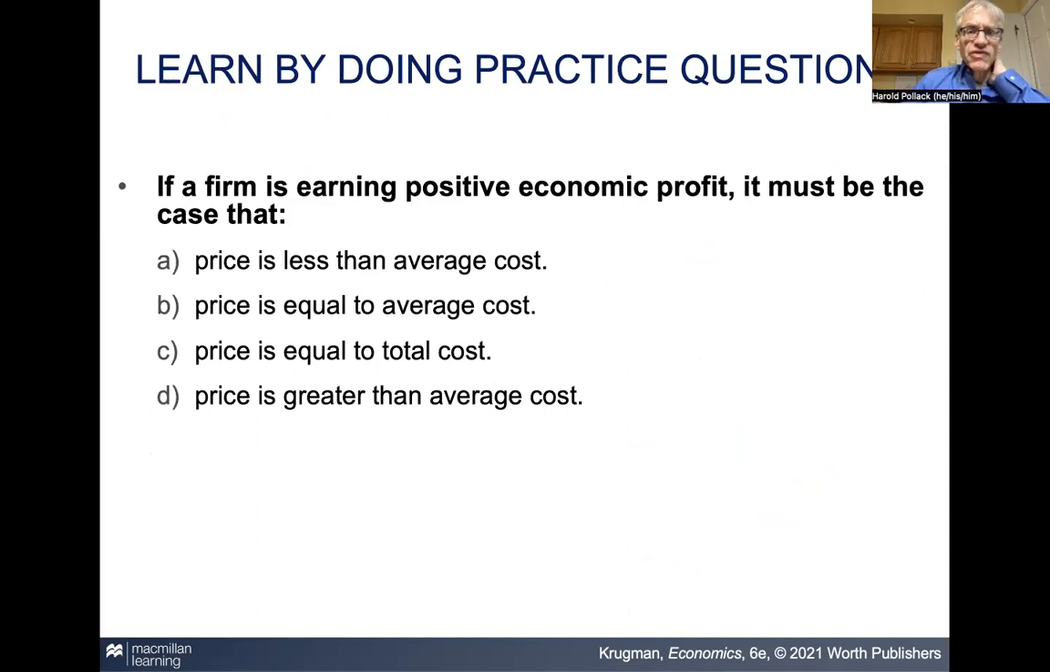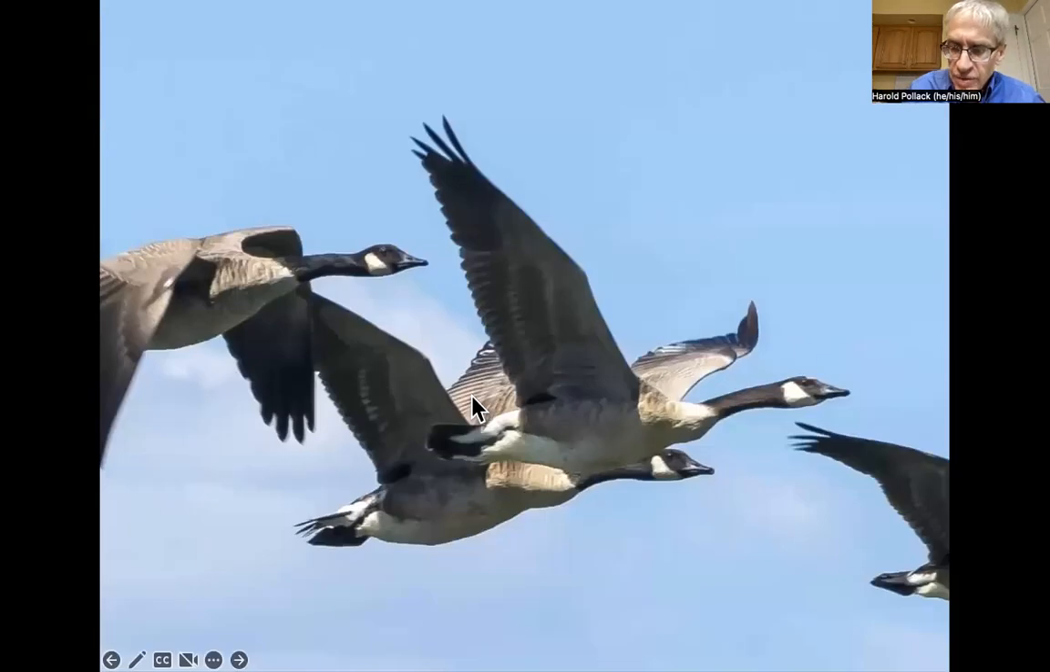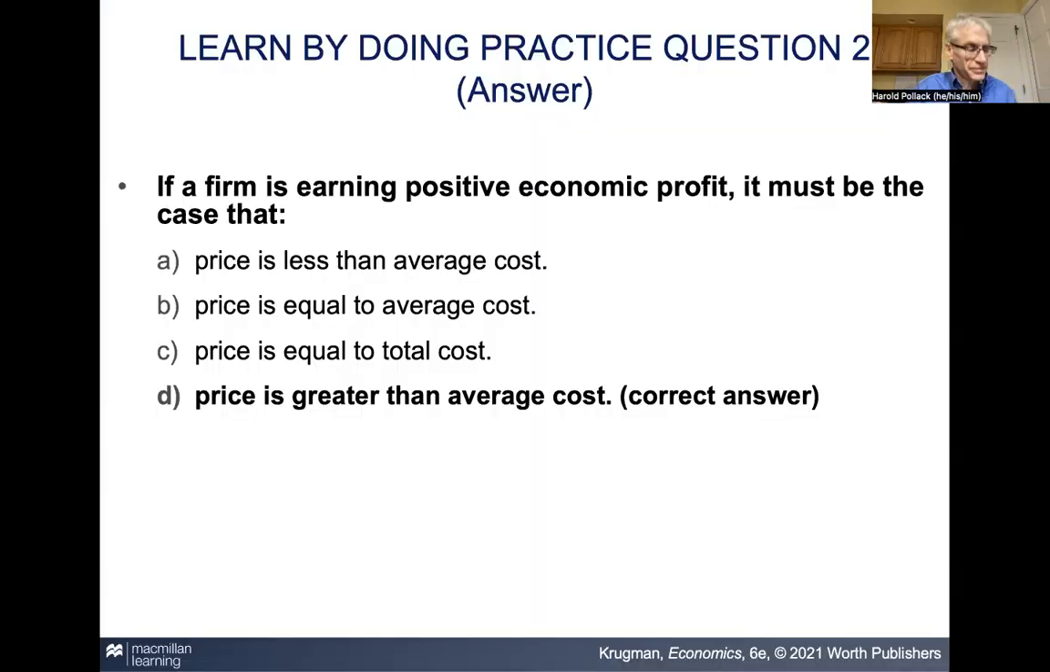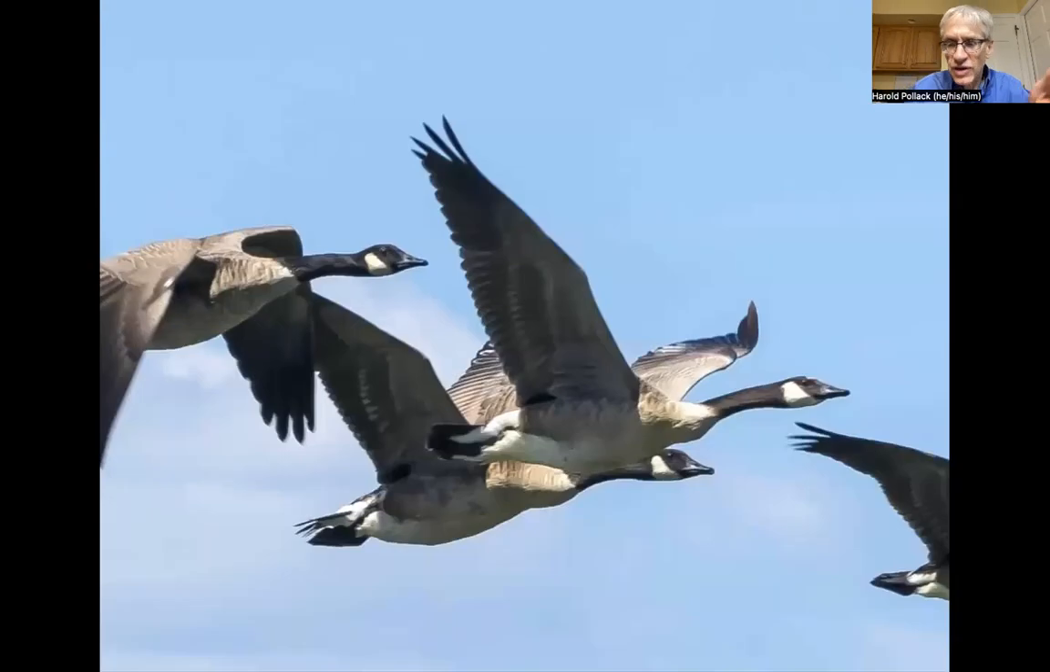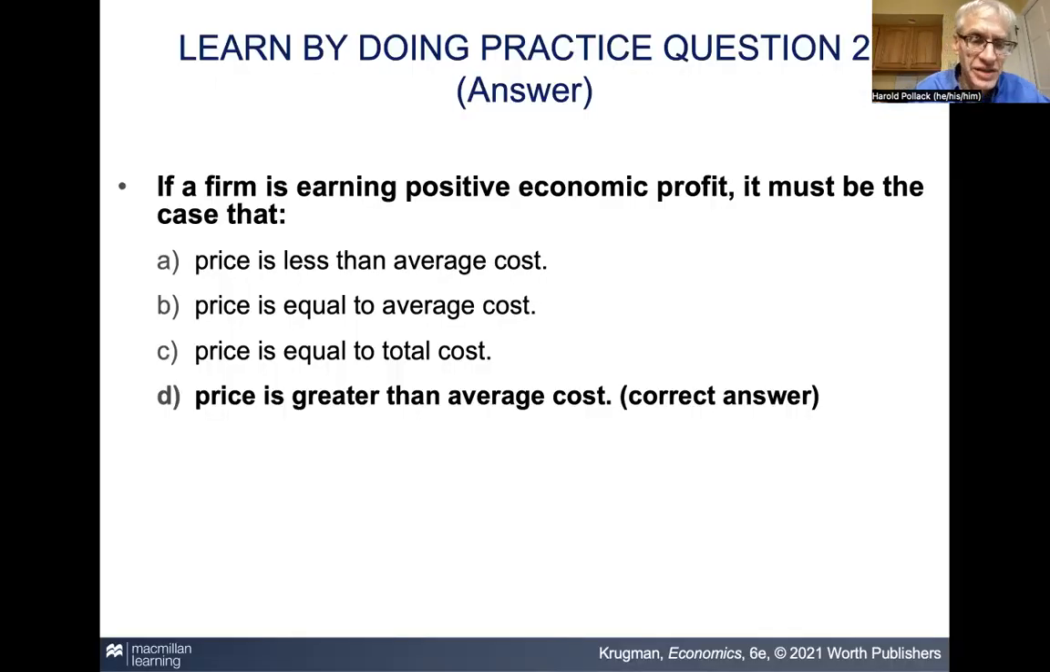Here's a question. If a firm is earning positive economic profit, it must be the case that what? The price has got to be greater than the average cost, right? This is the only situation where there's a positive economic profit. That's what these guys are about to tell us. Yep. See, they knew it. They're flocking towards that last example. I know because there's 4 of them and it's option D.